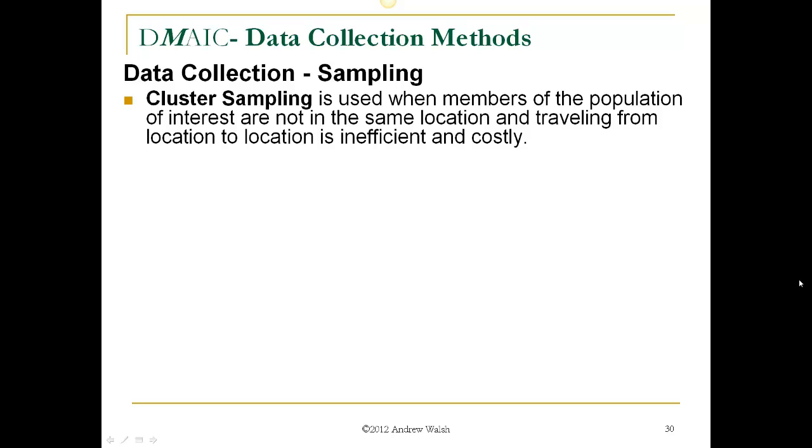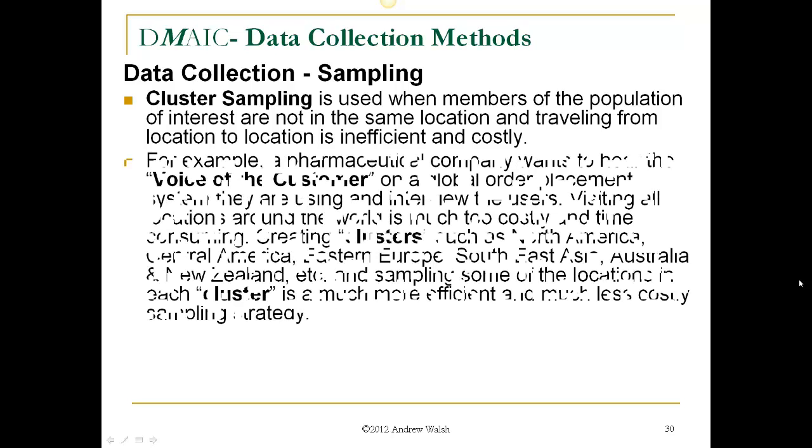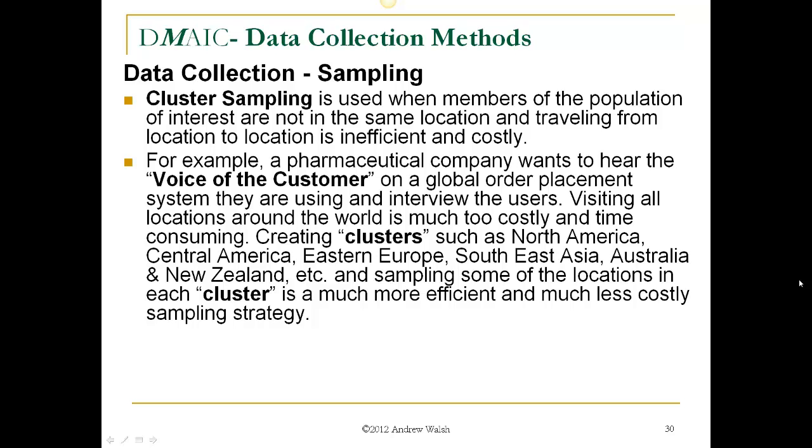Cluster sampling is used when members of the population of interest are not in the same location, and traveling from location to location is inefficient and costly. For example, a pharmaceutical company may want to hear the voice of the customer on a global system, such as an order replacement system that they're using, and interview the users. Now, visiting all locations around the world is much too costly and time-consuming.